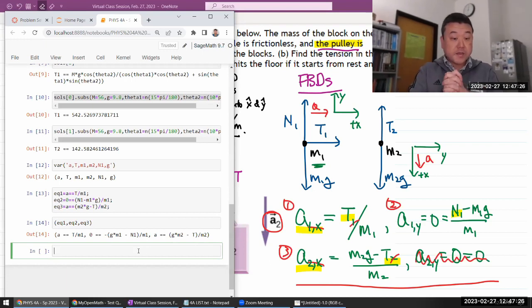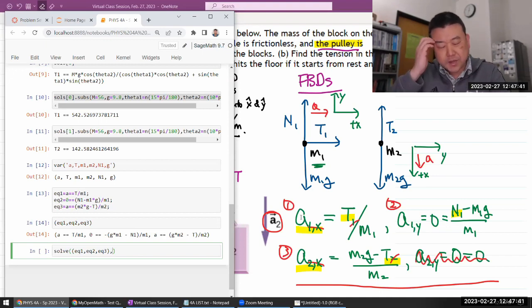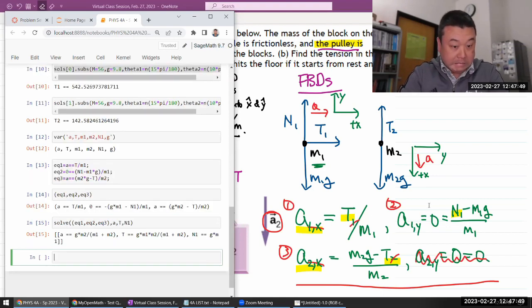Okay, so let's solve this system of equations. I'm going to solve for my unknowns, which are, let's put them in the order I want them: acceleration, tension, and I need this unknown, N1. Oh, that was quick. So I get acceleration, tension, N1. Great. Oh, of course the normal force is just M1 times g. That's silly. I could have omitted that, but that's fine.